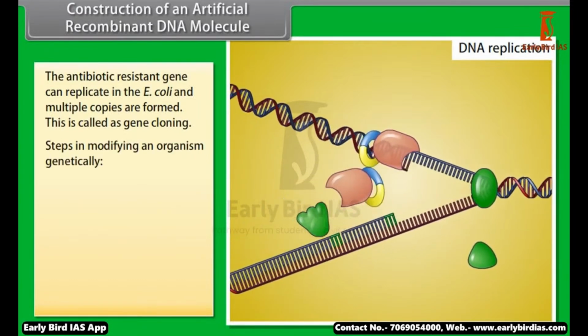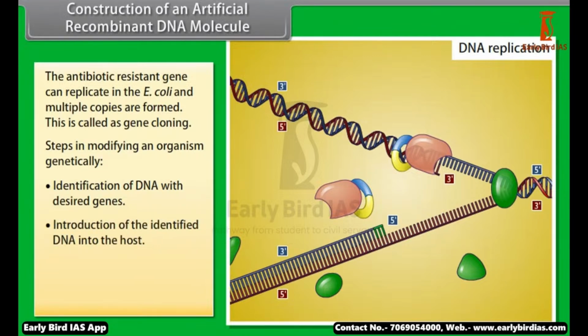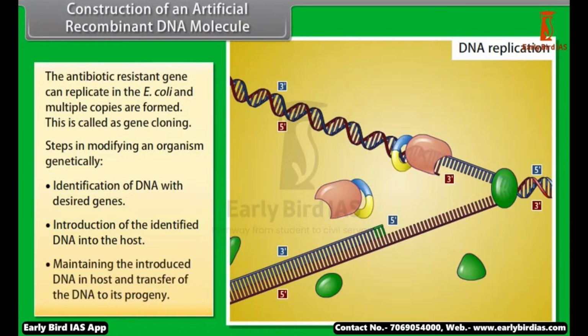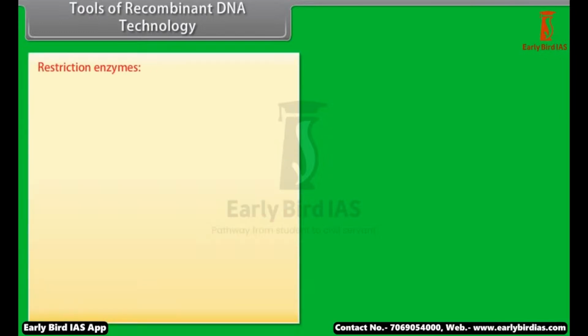This is called gene cloning. Steps in modifying an organism genetically: identification of DNA with desired genes, introduction of the identified DNA into the host, maintaining the introduced DNA in the host, and transferring the DNA to its progeny. Tools of recombinant DNA technology. Restriction enzymes.